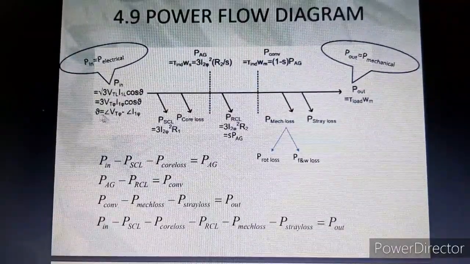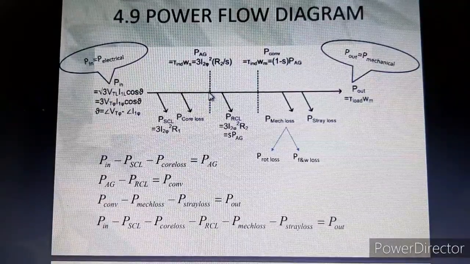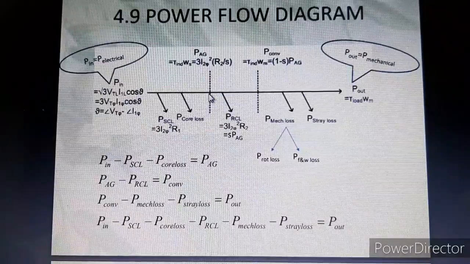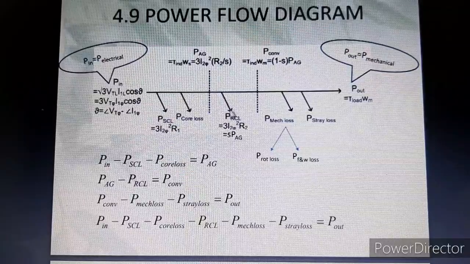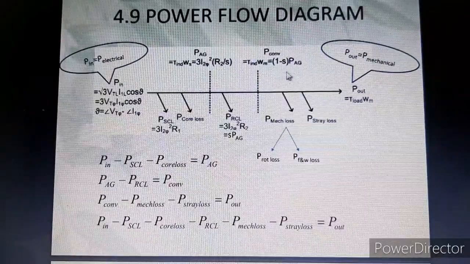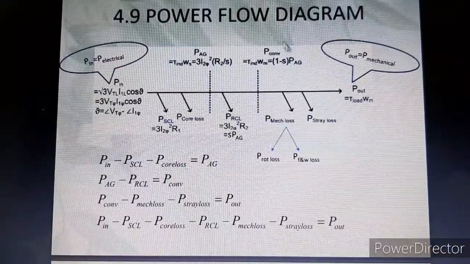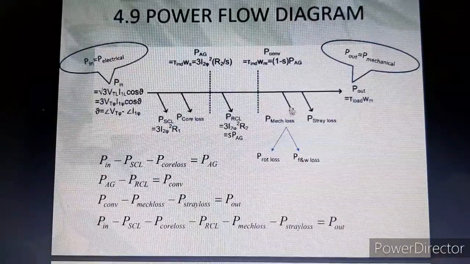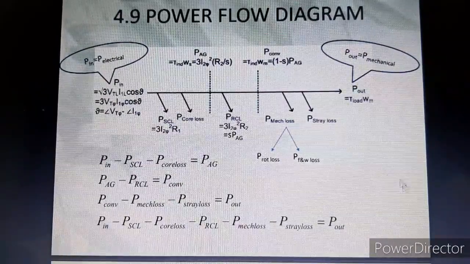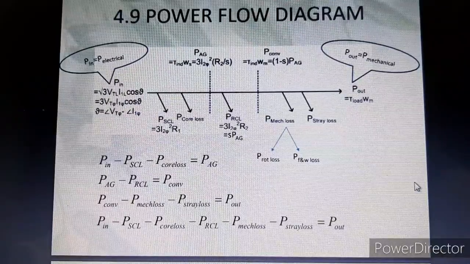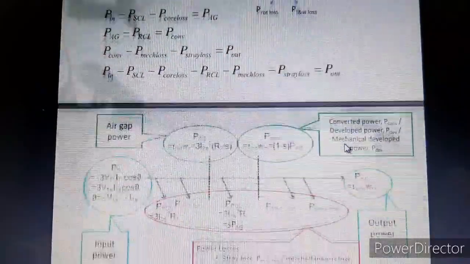Just now, 100 watt minus 2 equals 96 watt. So P air gap equals 96 watt. So 96 watt minus 2, so P converted equals 94 watt. So 94 watt minus 2 equals 90 watt. Alright, so hope you can get the idea on how we read this power flow diagram.